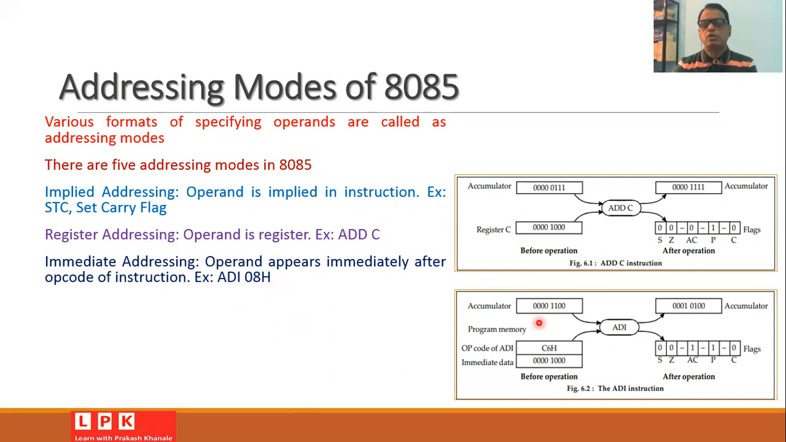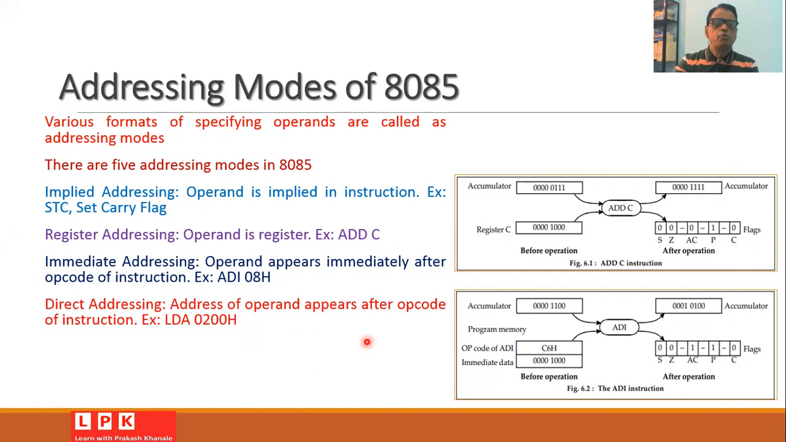So if the accumulator consists of 00001100, and suppose you have data such as 00001000, then one can easily observe that after the execution of this instruction, the accumulator content will be modified to 00010100, and the flags are also affected in such a way that the parity becomes 1, and the auxiliary carry also becomes 1, because the carry is generated at position D3 and is passed on to D4, while other flags are set to 0.